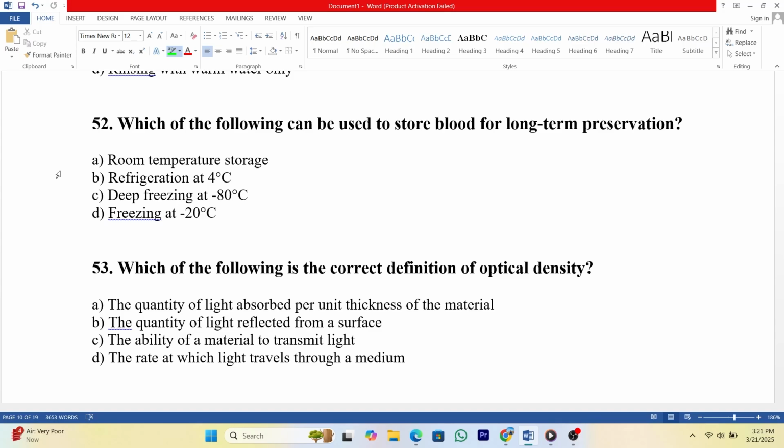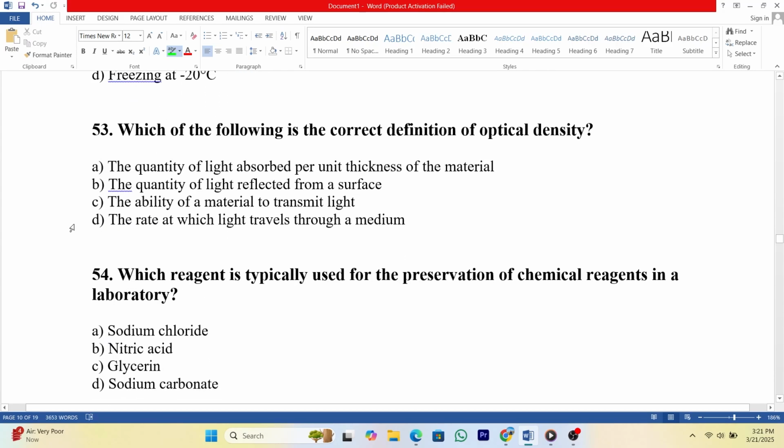53. Which of the following is the correct definition of optical density? A. The quantity of light absorbed per unit thickness of the material. B. The quantity of light reflected from a surface. C. The ability of a material to transmit light. D. The rate at which light travels through a medium. Answer: A. The quantity of light absorbed per unit thickness of the material.